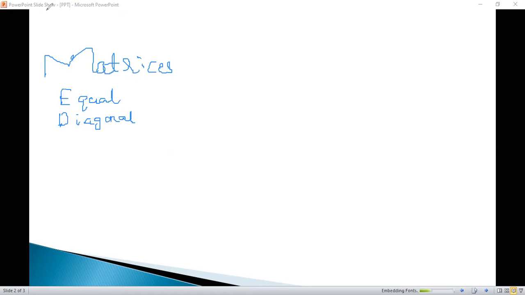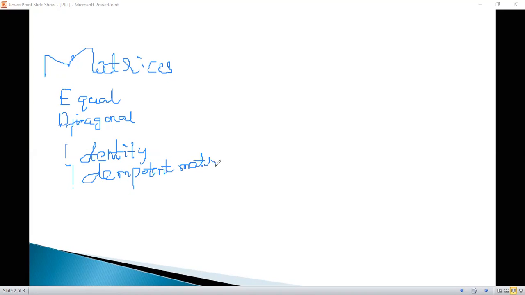After that, we have discussed identity matrix. Identity matrix means in the diagonal matrix, if all the diagonal elements are 1, then we call it an identity matrix. After that, idempotent matrix. If A squared equals A, if the square of the matrix equals A, then we say that it is an idempotent matrix.